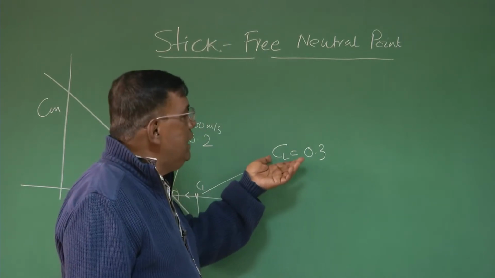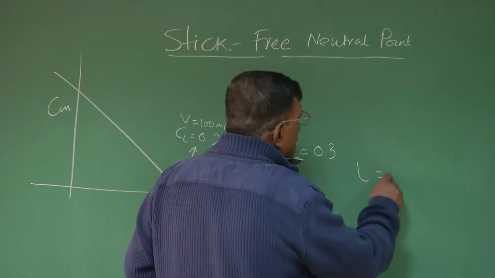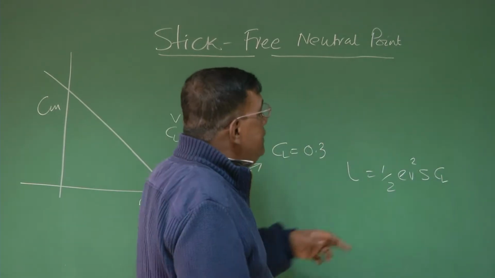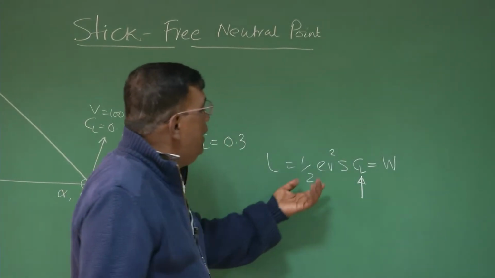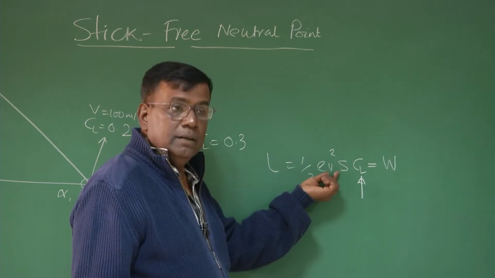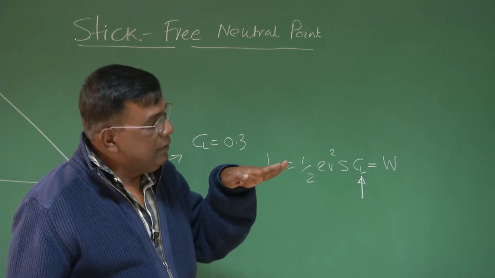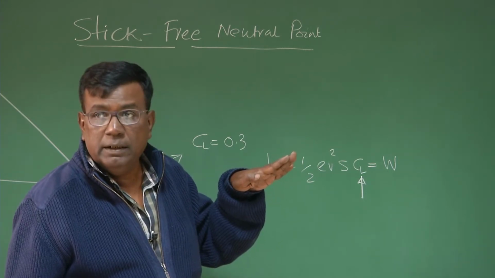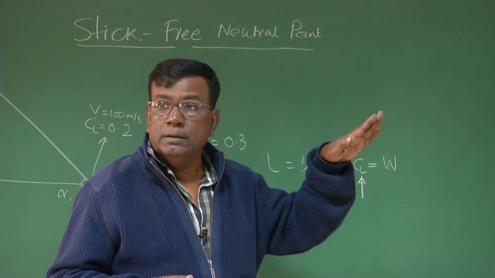Now, the moment I increase CL to 0.3, the lift will become more than the weight, because lift is equal to half rho V square S CL. If I am increasing the CL and this is equal to W, then this half rho V square S CL will increase unless he reduces the speed. So he has to reduce the speed. So what is happening? He is going at some angle which corresponds to CL of 0.2. He is now increasing the CL to 0.3 by raising the angle of attack, but he also has to throttle back and reduce the speed. Otherwise, it will start climbing. Okay?